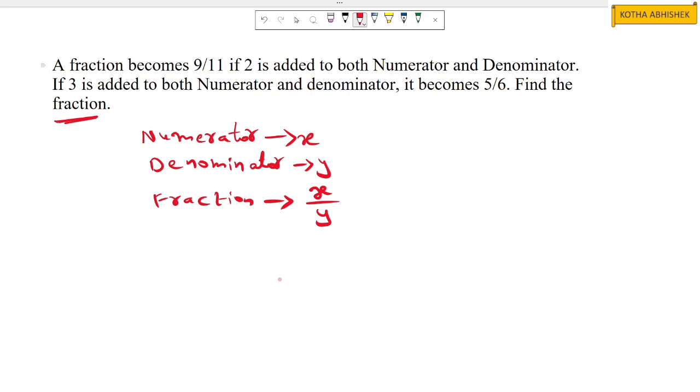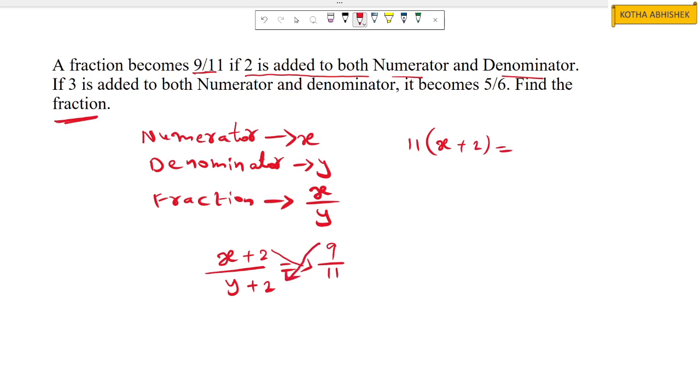Now what is being said? A fraction becomes 9 by 11 if 2 is added to both numerator and denominator. Here the numerator is x, right? So to that x I am adding 2, divided by denominator y, to that also I am adding 2. Then if we add 2 to both numerator and denominator, the fraction will become 9 by 11. Let's do cross multiplication. 11 into x plus 2 equals 9 into y plus 2.